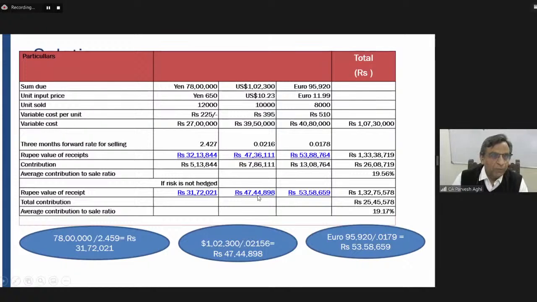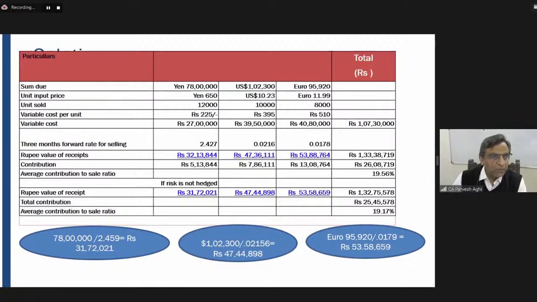47.36, 47.44. So here he is receiving more if he would not have covered himself in terms of dollars. But here 53.88, 53.58. So again, this gives him a better handle on the forward cover. So in these two cases he should have taken a forward cover. But in this case, he actually made more money if he would have left his exposure uncovered.